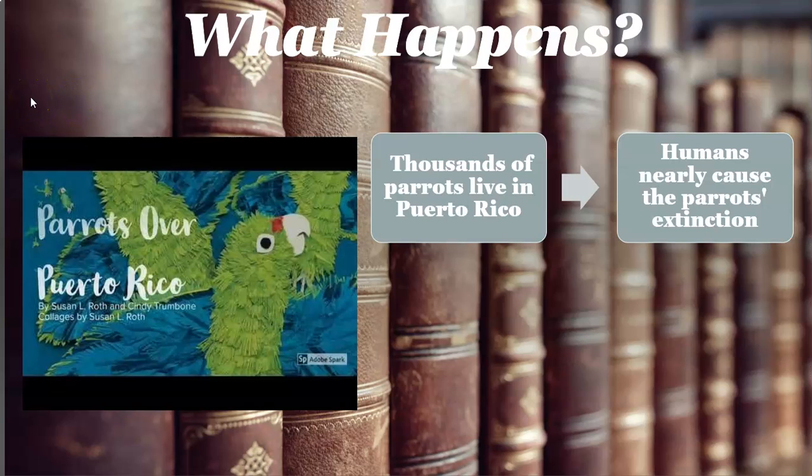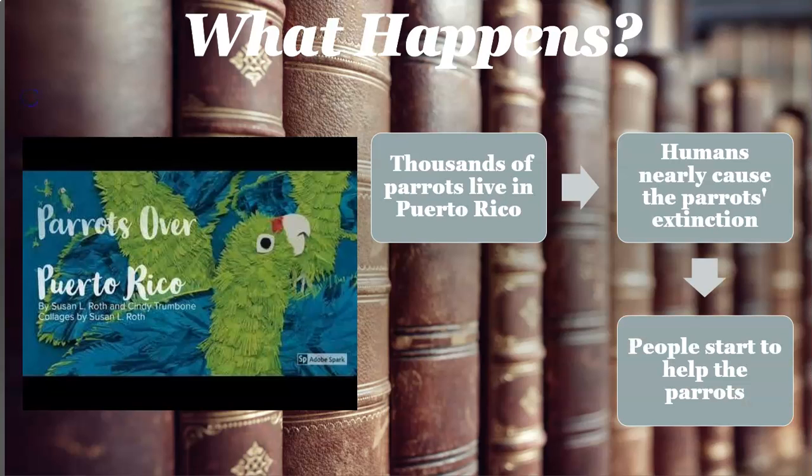So, what happens after that? Do you remember at the end of the story or the end of the text? Boom. There's a lot of information about how people start to help the parrots in order to survive instead of going extinct. So we're beginning to see a real pattern here that in all three of our examples today, this information was told much like a story. It was told in chronological order, which is the order of time in which the events actually happen.